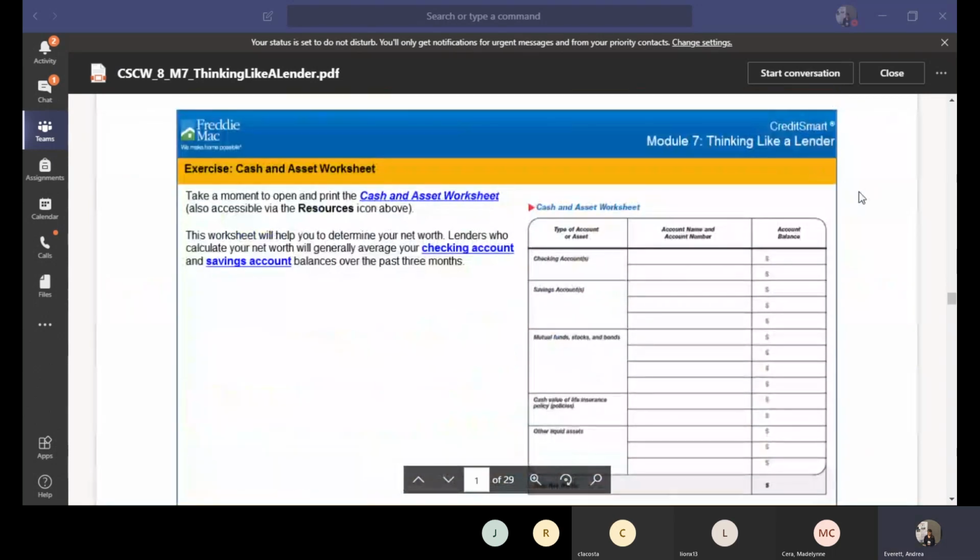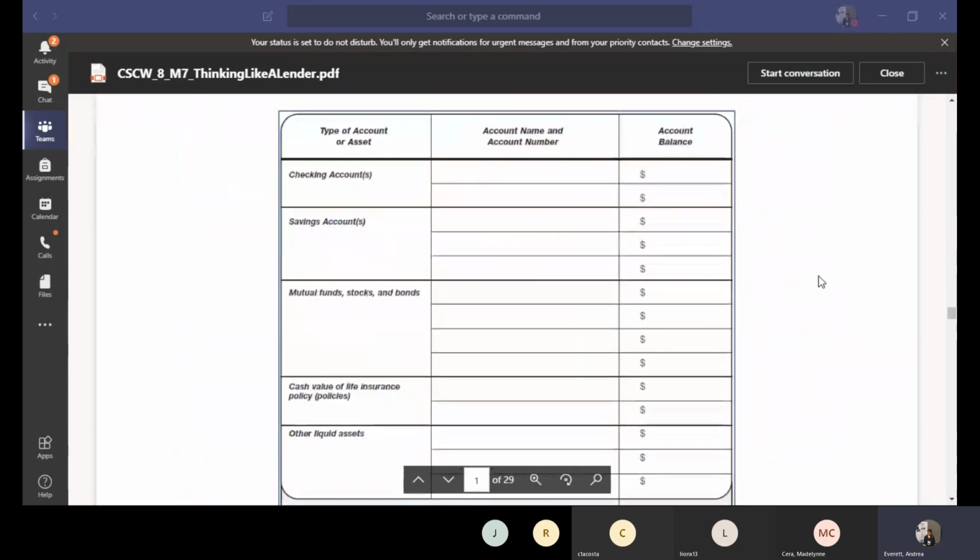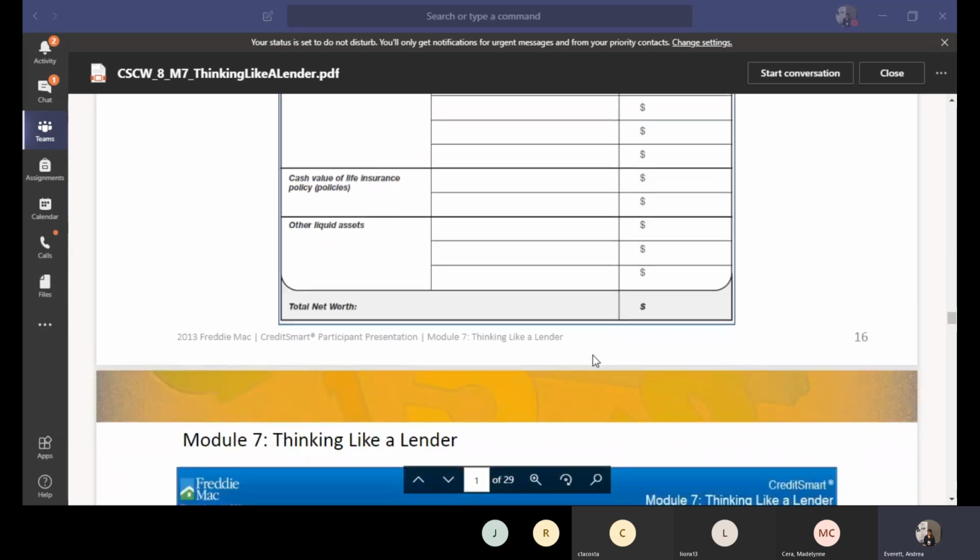So looking at this cash asset worksheet. And again, if we were in person, I would have you fill this out in person. But this is where you would use this chart to document where you're checking, savings and retirement accounts and balances, so that you can determine what your net worth is, okay?